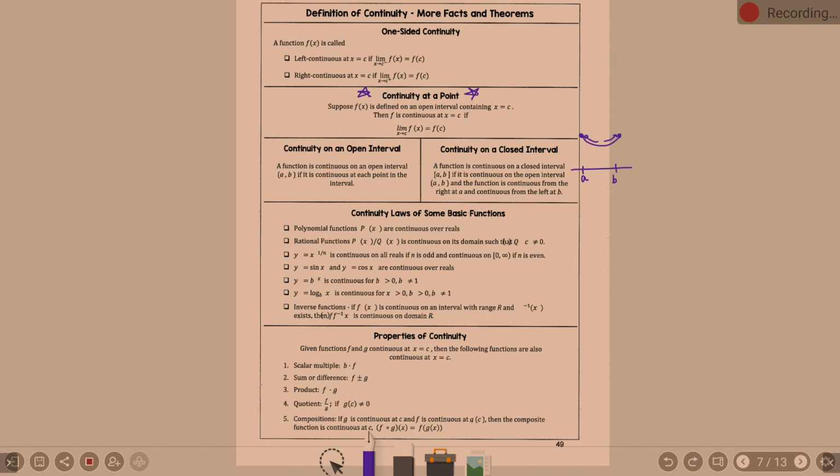Rational functions, such as p of x divided by q of x, are continuous on their domain, such that q of c does not equal 0. Basically, a rational function is continuous as long as the denominator cannot equal 0. Y equals the nth root of x is continuous on all reals if n is odd, and continuous on 0 to infinity if n is even.